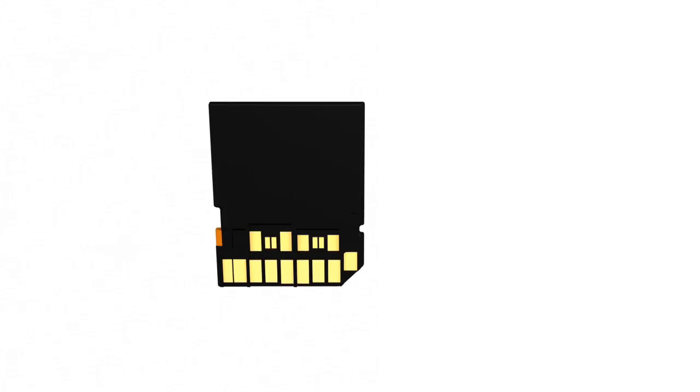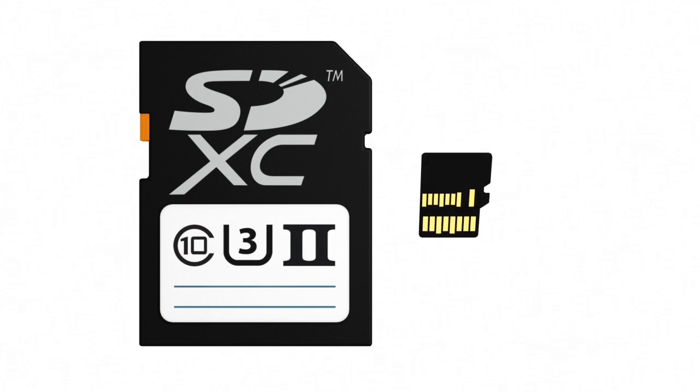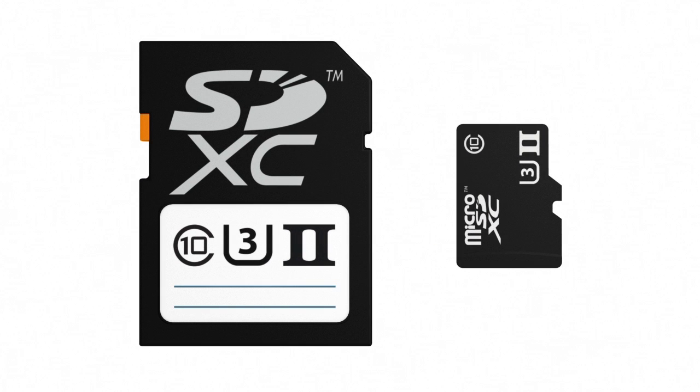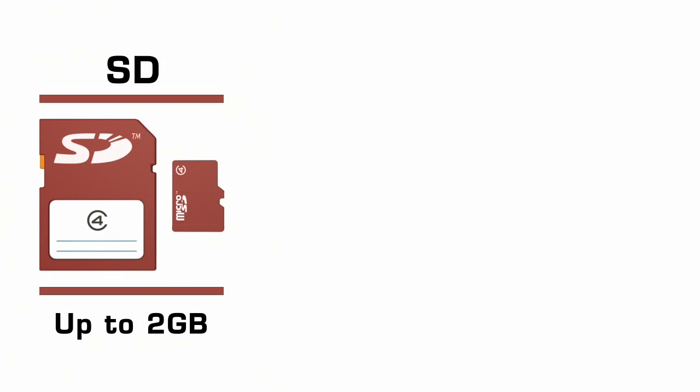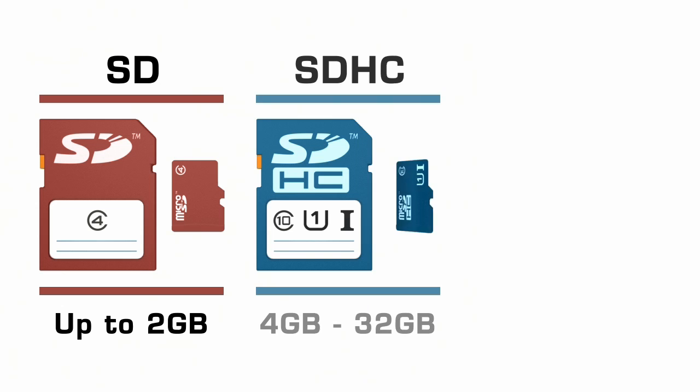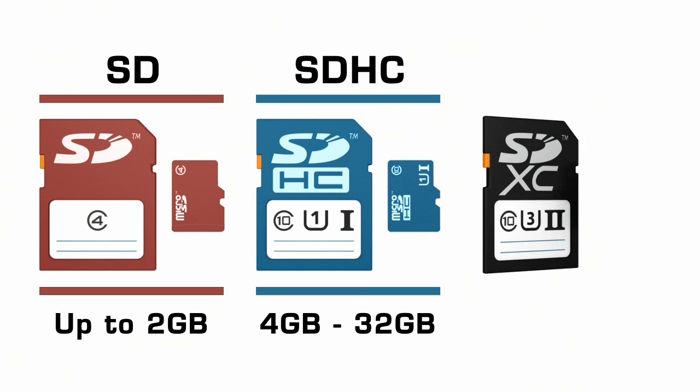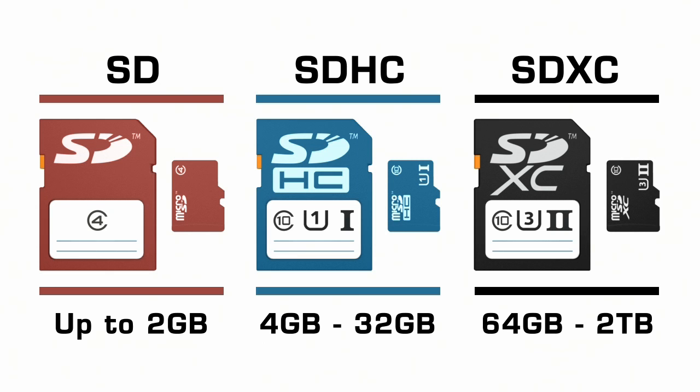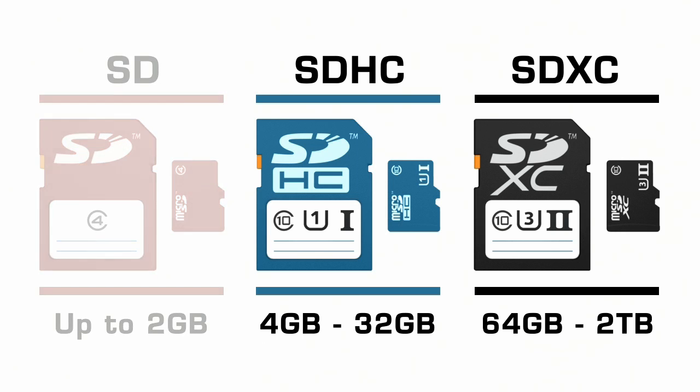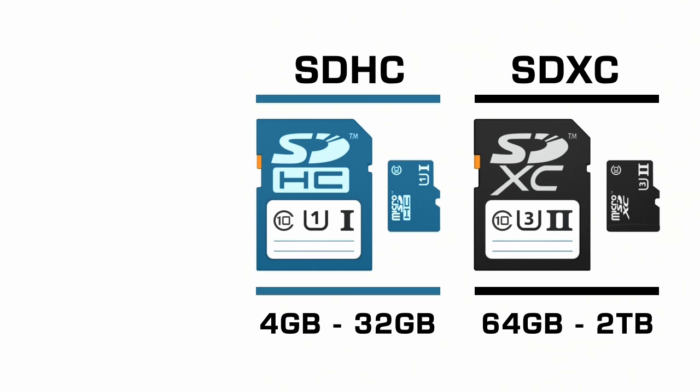SD cards are sold in full-size or micro form factors and three capacity types. Specifically, standard SD cards are up to 2 GB, SDHC cards are over 2 GB and no more than 32 GB, and SDXC cards are over 32 GB and potentially up to 2 TB. UHS cards are only available as SDHC or SDXC, and it's important to understand that this capacity type has no influence on card performance.